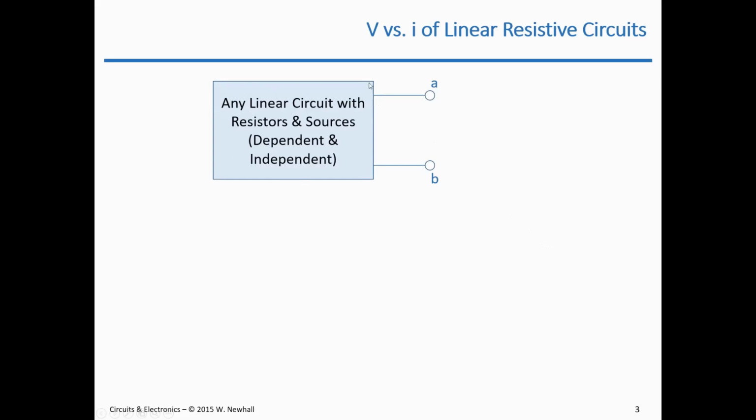So any linear circuit with resistors and sources, either dependent or independent, can be modeled in a certain way. And that way is with a Thevenin resistance and a Thevenin voltage. And we're going to get to that. I'm kind of building up to that. But if you connect a resistor, for example, to any circuit with resistors and sources, dependent or independent sources, and you vary the resistance value, this RL, you're going to see that IL and VL vary also linearly.